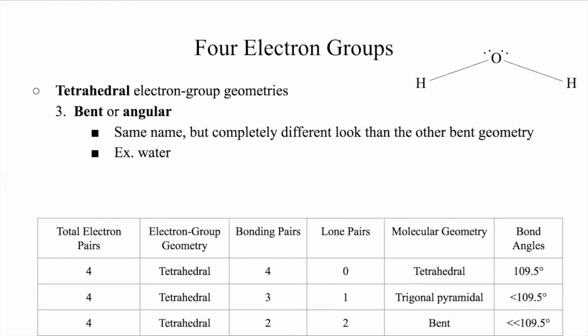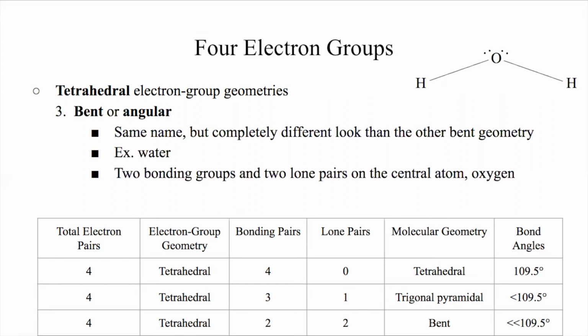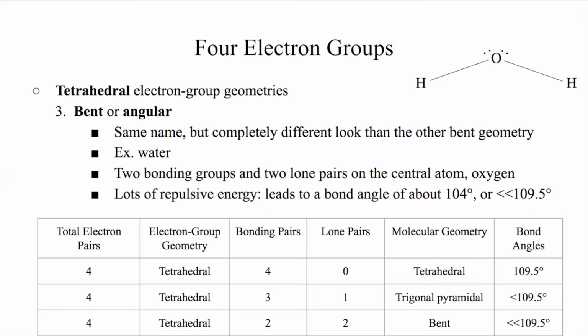Let's look at water. In the Lewis structure, we can see 2 bonding groups connecting those hydrogen atoms, and 2 lone pairs on the central atom, oxygen. All those electrons crowded together have a lot of repulsive energy, leading to a bond angle of about 104 degrees, or less than 109.5 degrees.